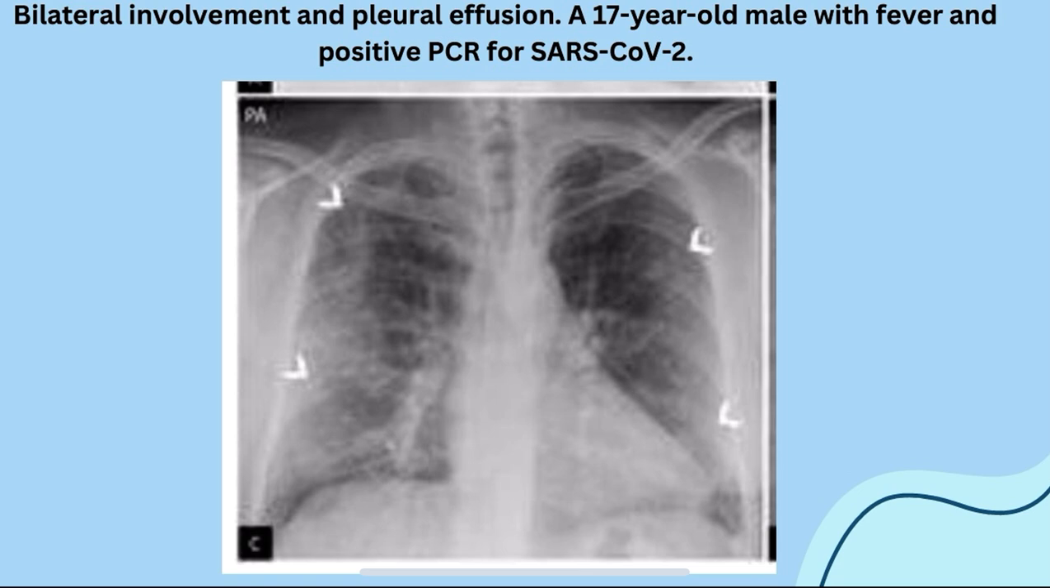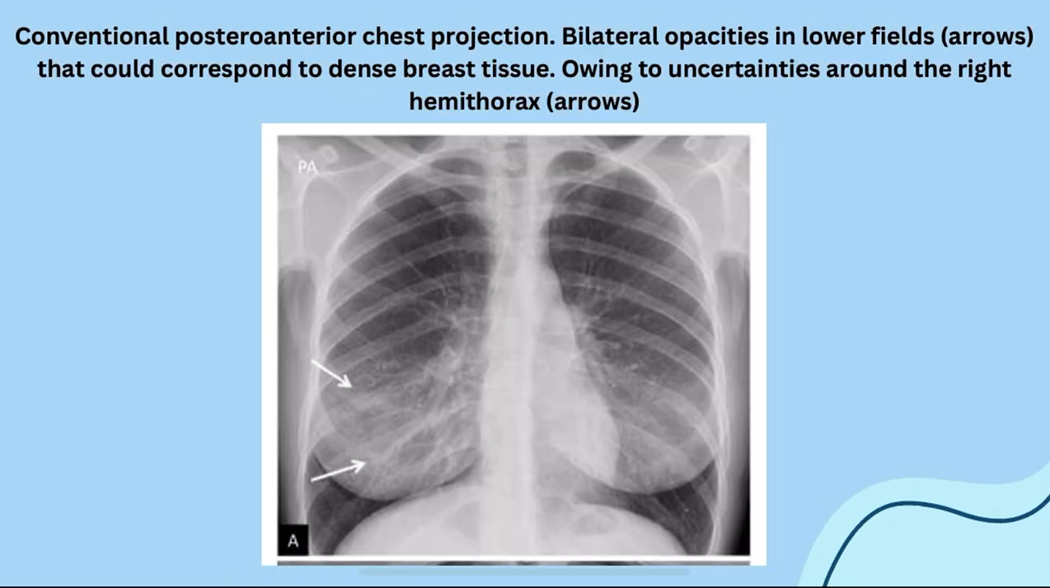It is a case of a 17-year-old male who presented with fever and a positive PCR for SARS coronavirus. On the chest radiography, we see that the patient presents with bilateral infiltration and pleural effusion. This is the conventional posterior-anterior chest projection, so this is a PA view. Bilateral opacities are seen especially in the lower fields. You can see the arrows here.